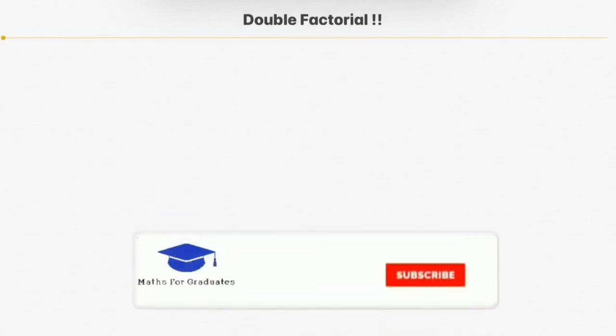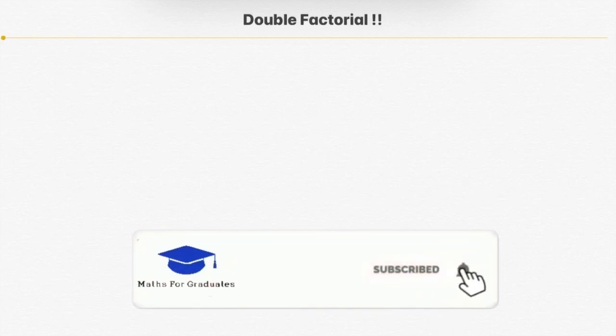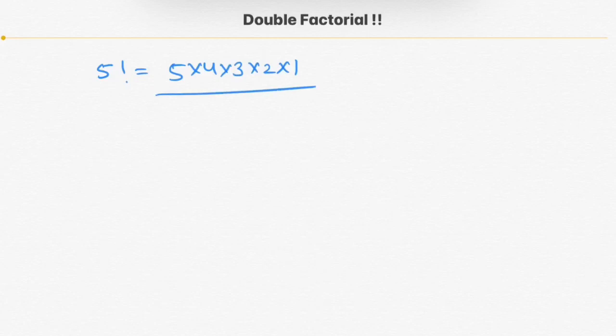Today we'll talk about double factorial. We are already aware of what is factorial. Suppose I have factorial 5, then we know that this equals 5 into 4 into 3 into 2 into 1. If I multiply them together, this equals 120.